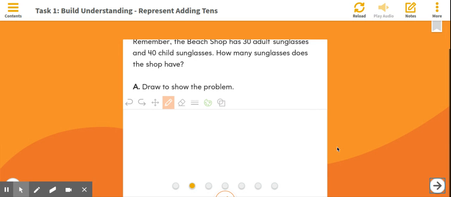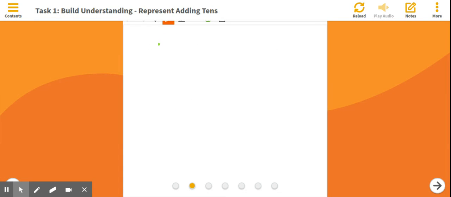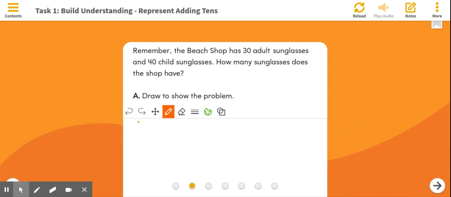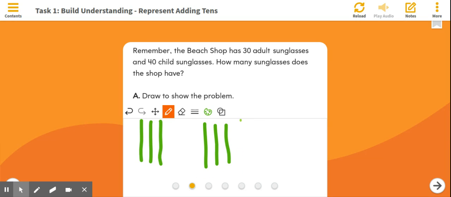So 30 adult sunglasses would be like this: 10, 20, 30, right? 3 tens is the same as 30. So those are my adult sunglasses right there. 40 children's sunglasses would be 4 tens: 10, 20, 30, 40. So that would be the quick drawing that you would do at the top of page 350.